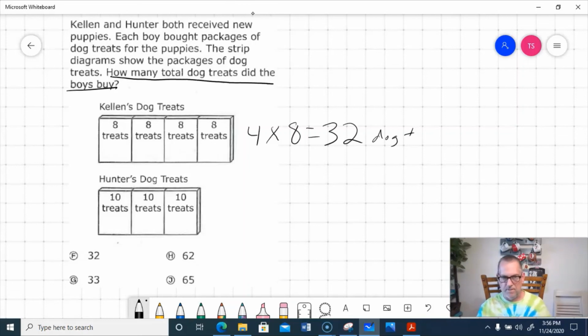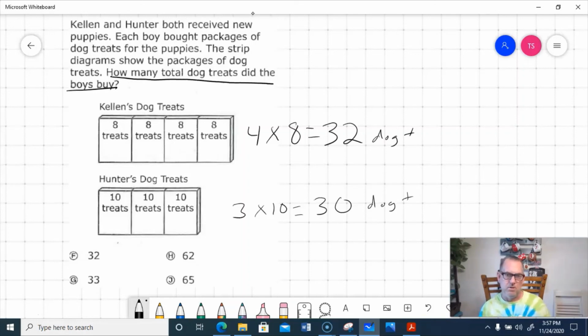Yep, that's correct. I've got 3 groups with 10 in each group. What is 3 times 10? That's correct. That's 10, 20, 30. So 3 groups of 10 is 30. That means he got his dog 30 dog treats.